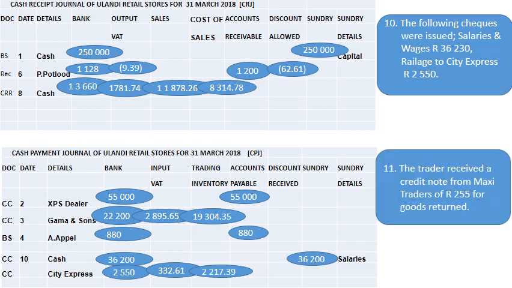The next transaction will be transaction 11, where the trader received a credit note from Maxi Traders of 255 rand for goods returned. This transaction does not affect cash journals.